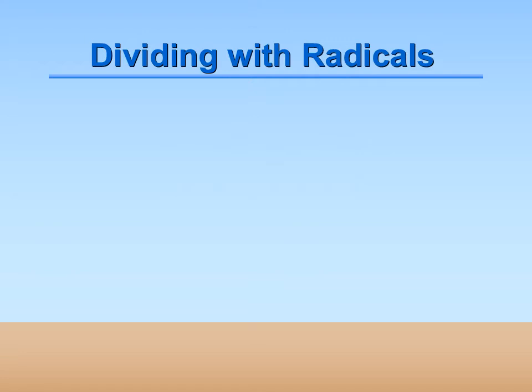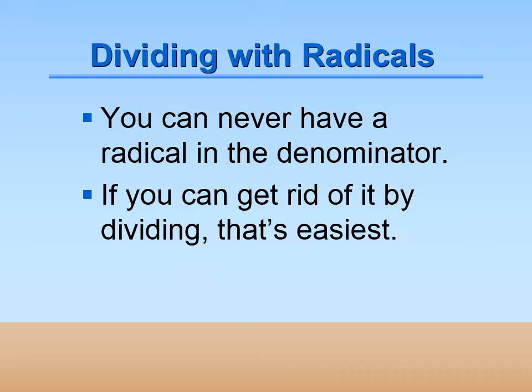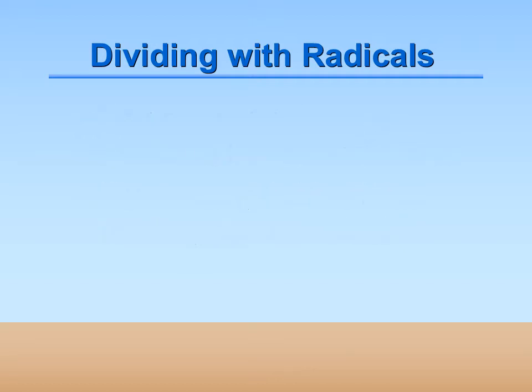The most important thing when we're dividing with radicals is to remember you can never have a radical in the denominator. If you do, then it is not in the correct form and you need to change it and get the radical out of the denominator. If you can get rid of the radical by dividing, that's the easiest answer. I'm going to show you what that looks like.